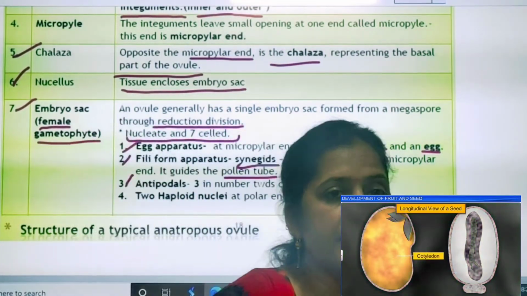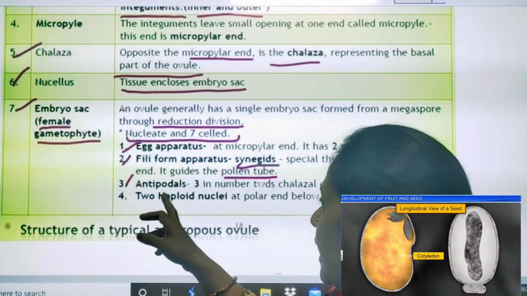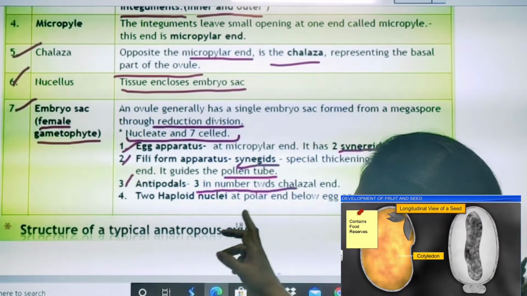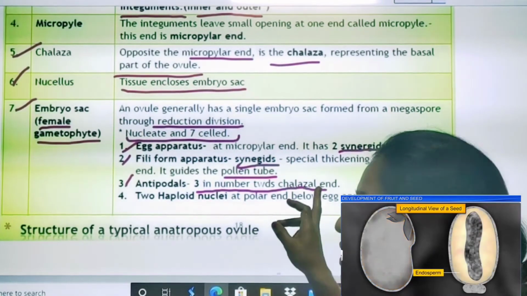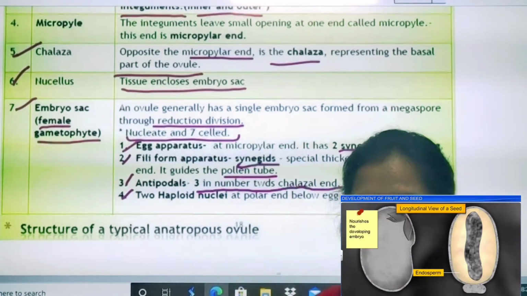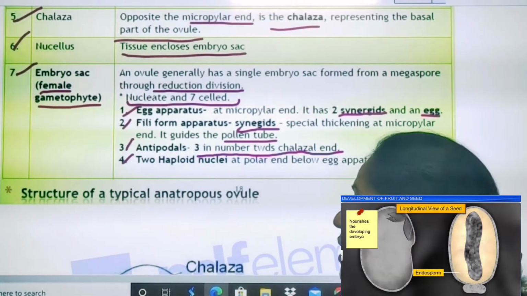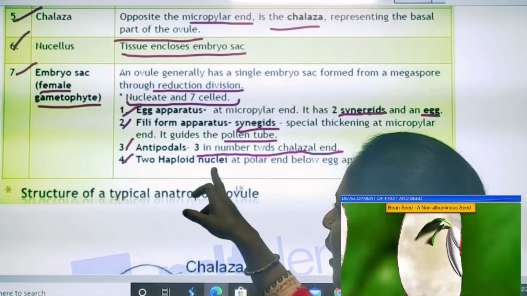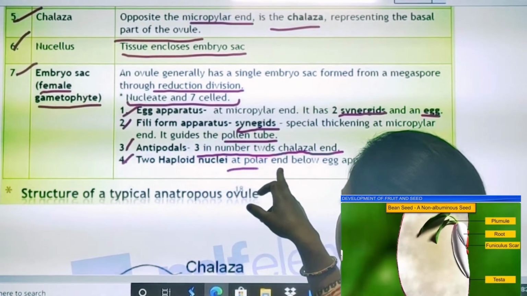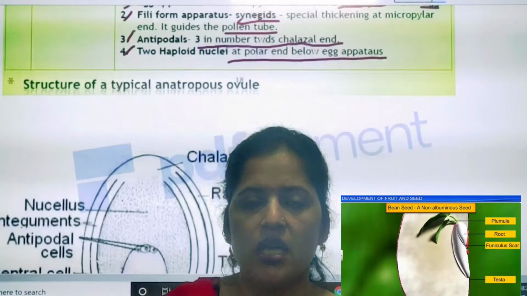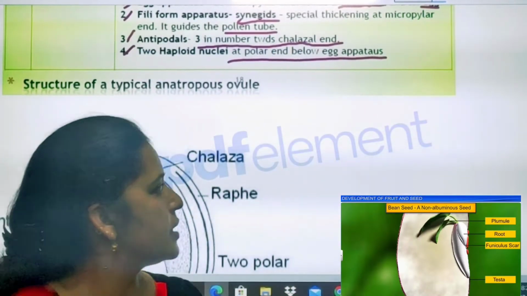Next are the antipodals, and what are antipodals? Their number is 3, and they are towards the chalazal end. अब ये जो antipodal cells होंगे, their number is 3 and their end is towards the chalazal end. 2 haploid nuclei इसमें, that are at the polar end below the egg apparatus. So these are the features regarding the ovules.